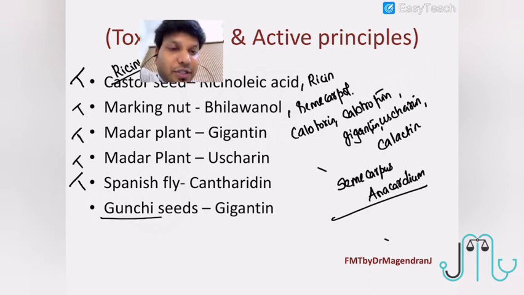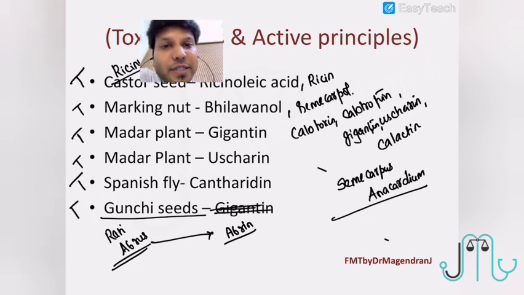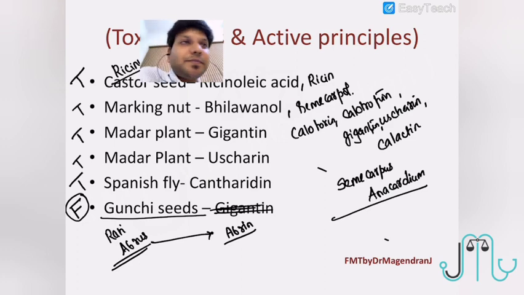Gunchi seeds. Gunchi seeds is nothing but your rati seeds or Abrus precatorius. The active principles of Abrus precatorius are abrin, abralic acid. We have many active principles, but gigantin is not an active principle of Abrus precatorius. That is basically wrong.